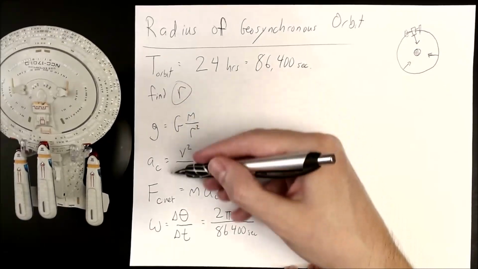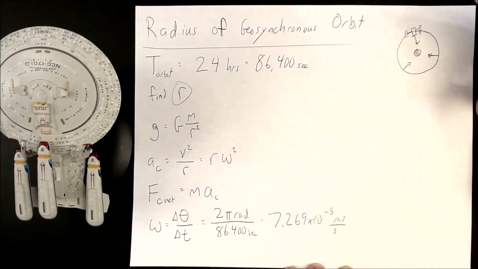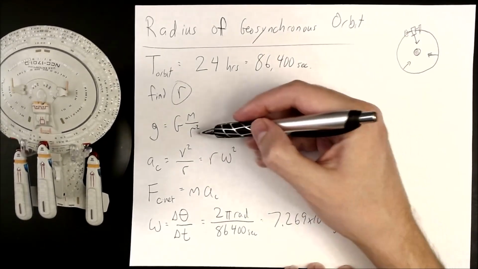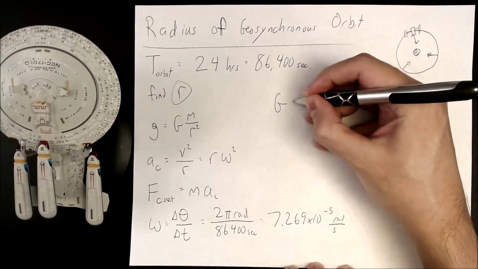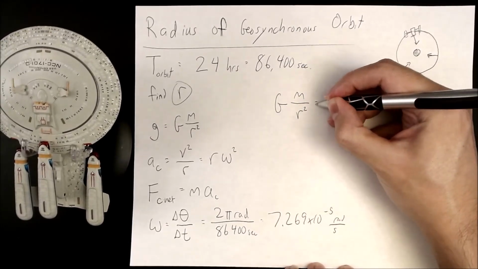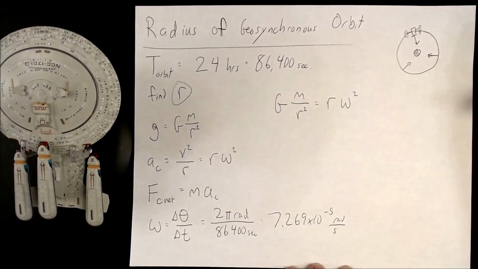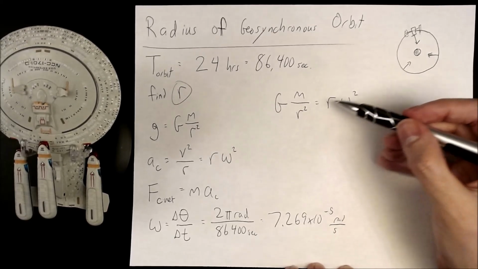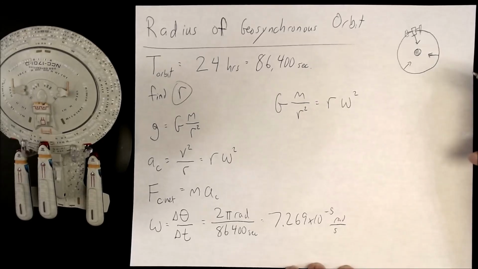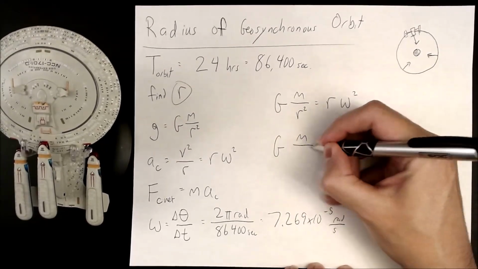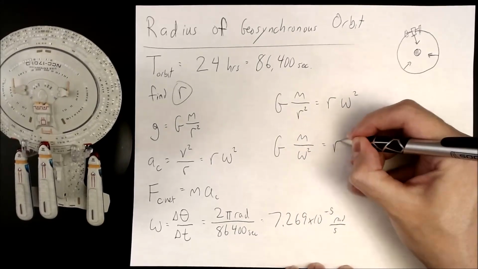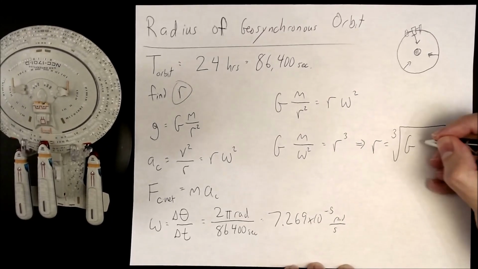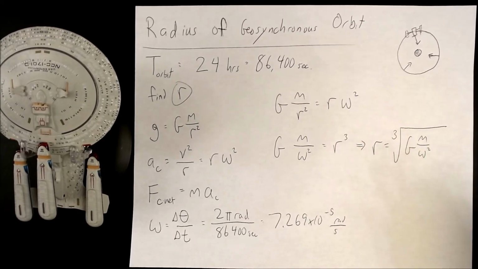Well, I need to combine these equations. If the centripetal acceleration is equal to the acceleration due to gravity, I can combine these. Therefore, these are equal to each other by the transitive property. G m over r squared is equal to r omega squared. I can multiply both sides by r squared and divide both sides by omega squared. G m over omega squared is equal to r cubed. Therefore, r is equal to the cube root of G m over omega squared.